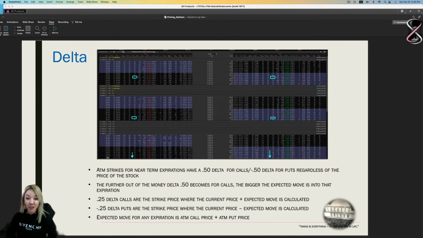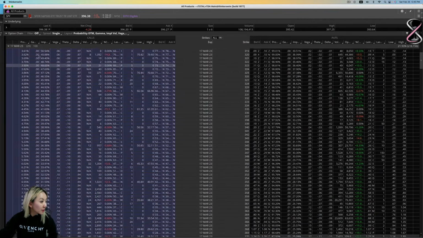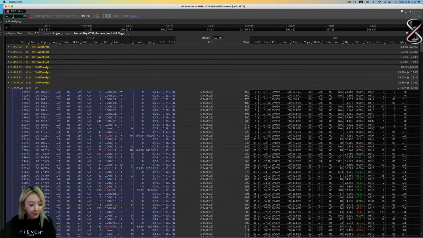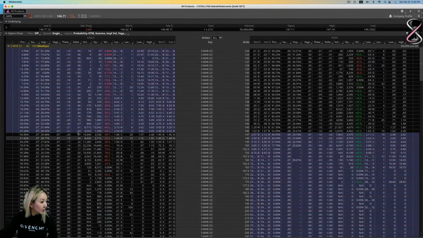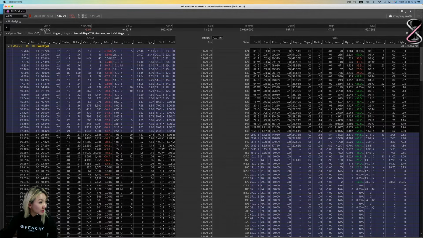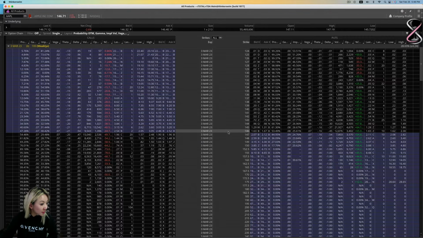I'm going to teach you guys a trick about delta. Now, normally a 0.50 delta on the calls or negative 0.50 on the puts is at the money. I'm going to show you what that means. Now we go to a stock like Apple. Look at delta at the money, pretty much right in between here, right? 146.71 is right in between these two. So your delta is about 50 right in between here, 50 right in between here.